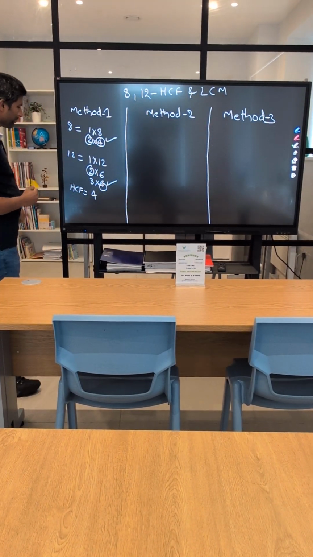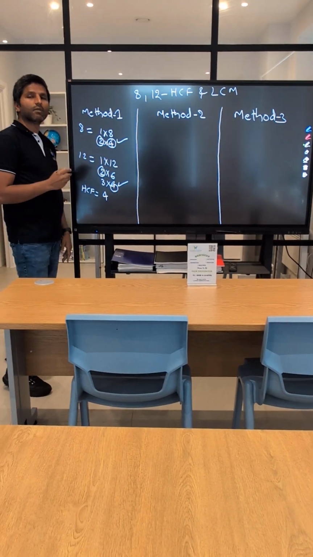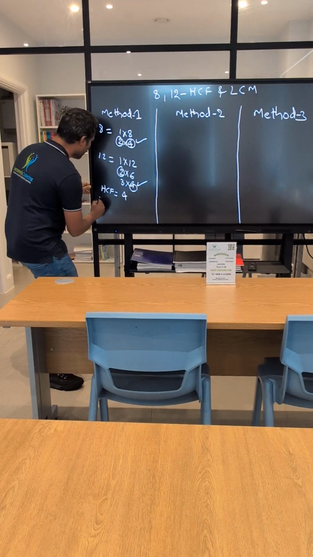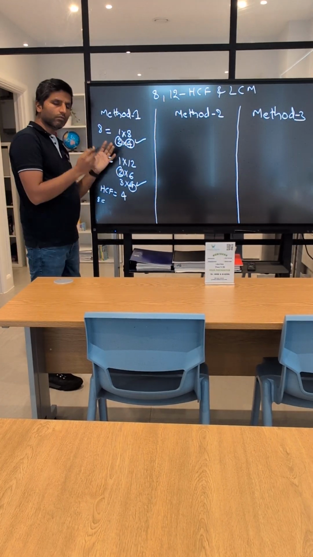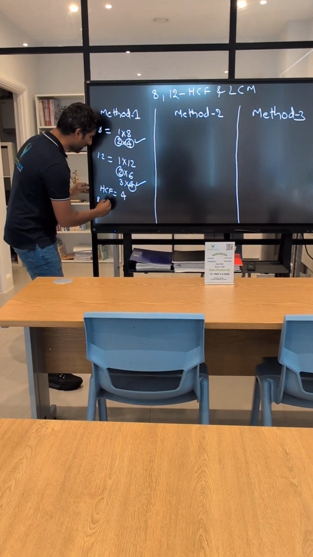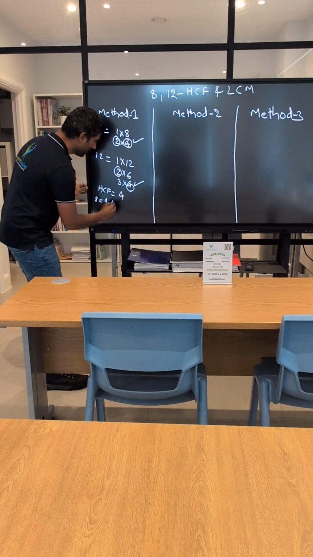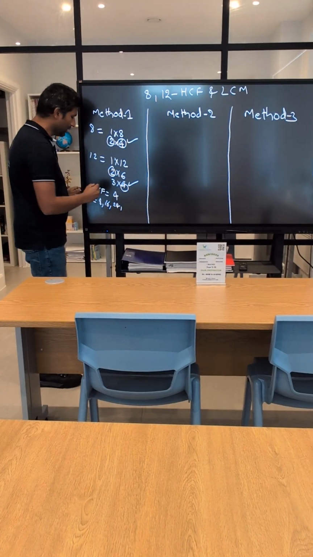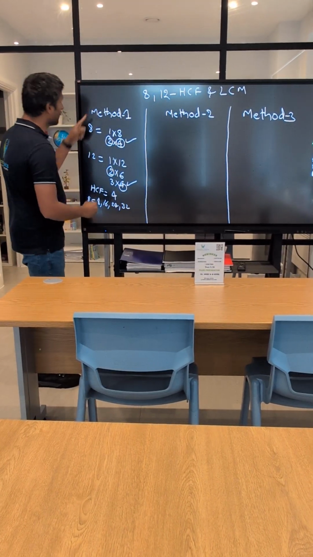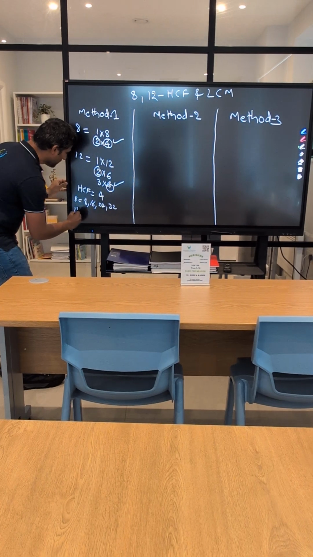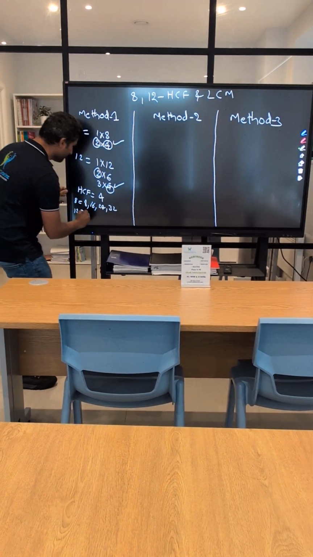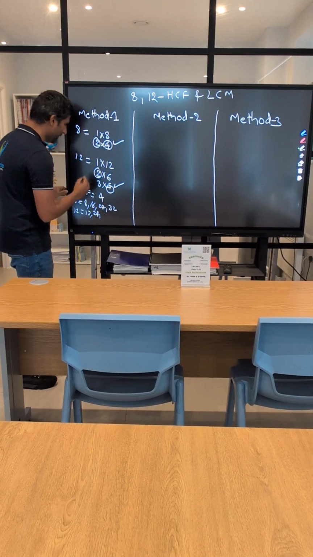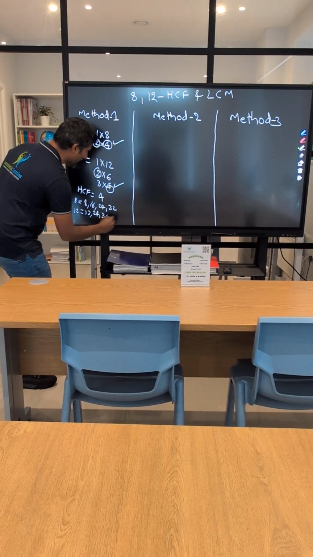And then the next one, LCM. What is the definition of LCM? Least common multiple. So find the multiples of 8. 8 times 1 is 8, 8 times 2 is 16, 8 times 3 is 24, and 8 times 4 is 32. And then let's look at the multiples of 12. 12 times 1 is 12, 12 times 2 is 24, 12 times 3 is 36, and it goes on like that.